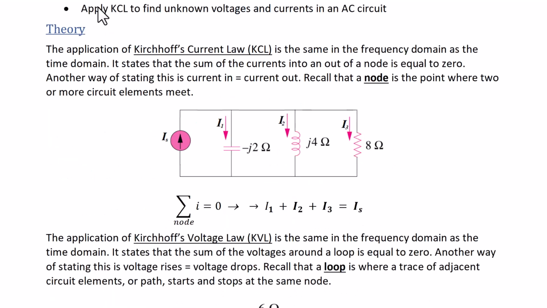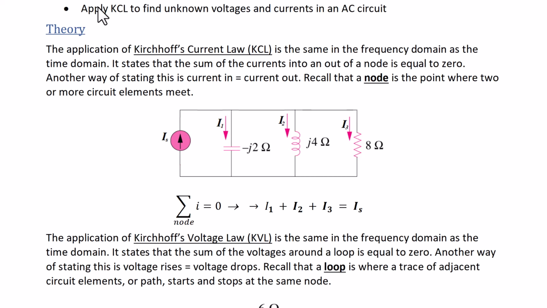The application of Kirchhoff's current law is the same in the frequency domain as in the time domain. It states that the sum of the currents into and out of a node is equal to 0. Another way of stating that is that current in equals current out. Recall that a node is the point where two or more circuit elements meet. So the following network actually has two nodes. By summing the currents into and out of that top node, we would have that the current out, I1 plus I2 plus I3, equals the current in, which is IS.